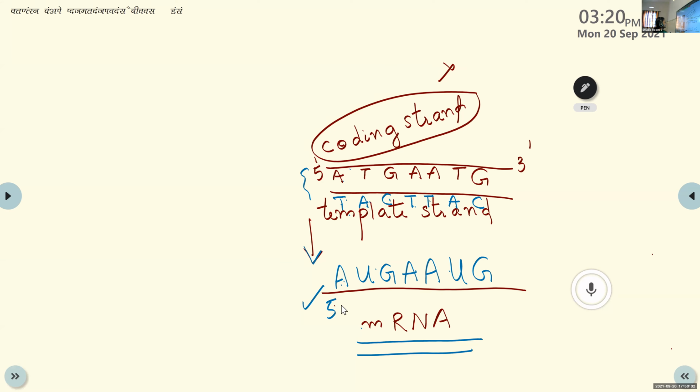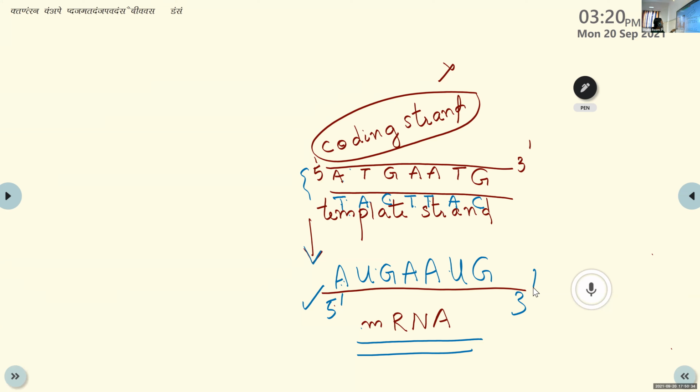Okay. 5' to 3'. Got it? If you want, I'll explain again. That was a misleading question. So it was written there coding strand. But actually the coding strand is not taking part in transcription. You know that in transcription, only one of the strands is taking part. Both the strands are not involved. Coding strand is not taking part, only template strand is taking part. So the messenger RNA will be complementary to template strand. Am I right?